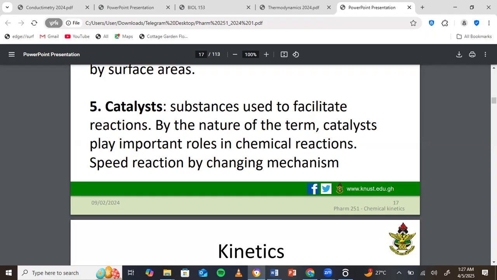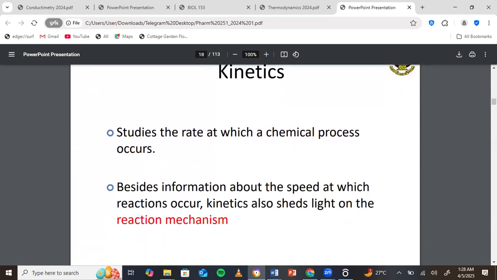Then catalysts. Right now, catalysts are generally used to speed up chemical reactions. So in the presence of a catalyst, reaction rates are faster. Now, how catalysts work, they change the reaction mechanism, right? The new mechanism that the reaction will undergo would have a lower activation energy. So that will enable more of the reactants to have the required energy to form products.